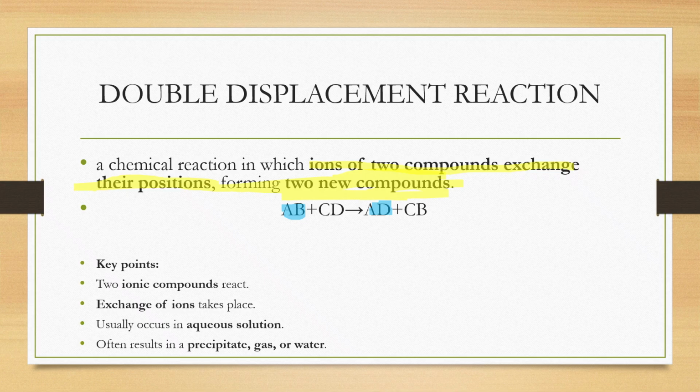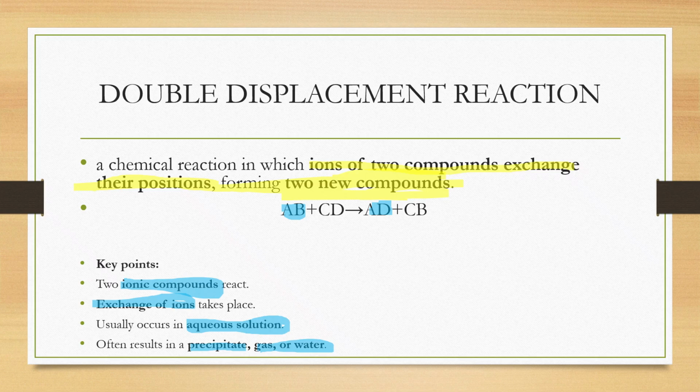Okay, so here are some key points you have to understand: there should be two ionic compounds. It is not possible for an element to displace the other compound, because that will become single displacement. If you need double displacement, you need two ionic compounds. Exchange of ions should be there. Usually this reaction occurs when the solutions are prepared in water only. Often the result is a precipitate, but sometimes there is a gas or water also.